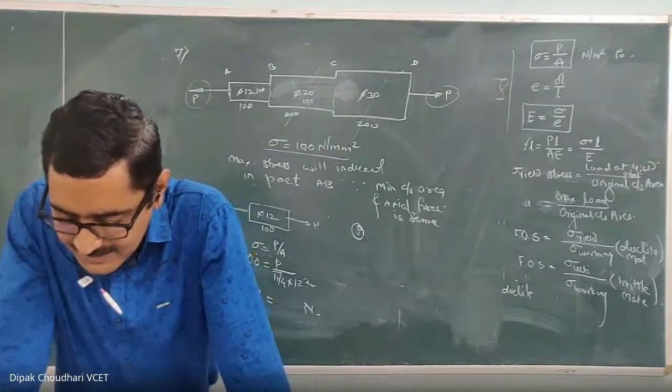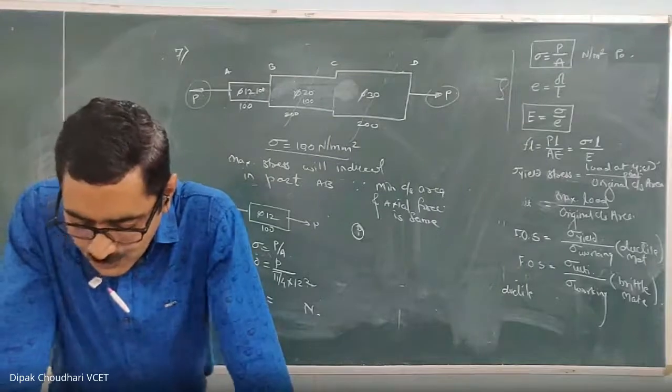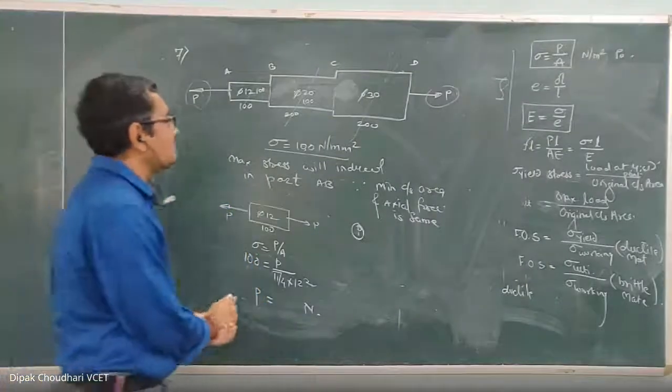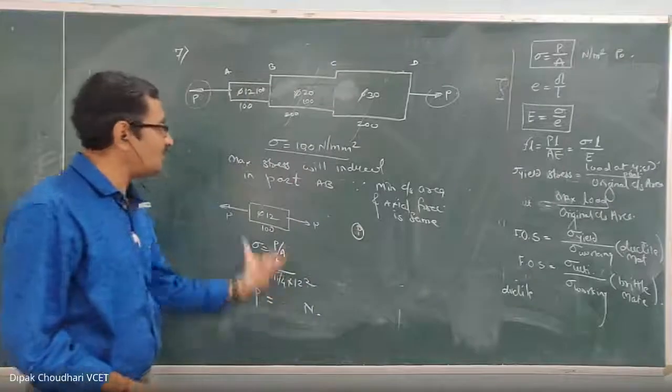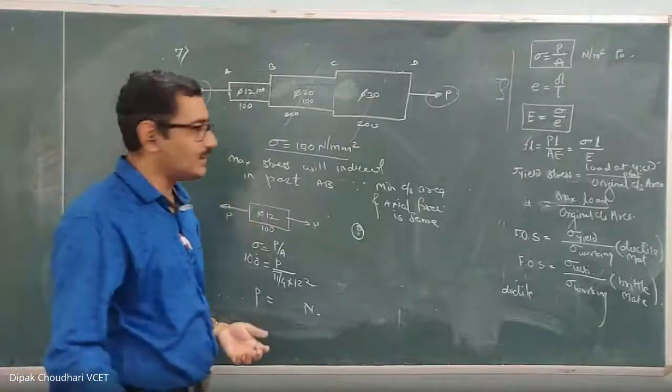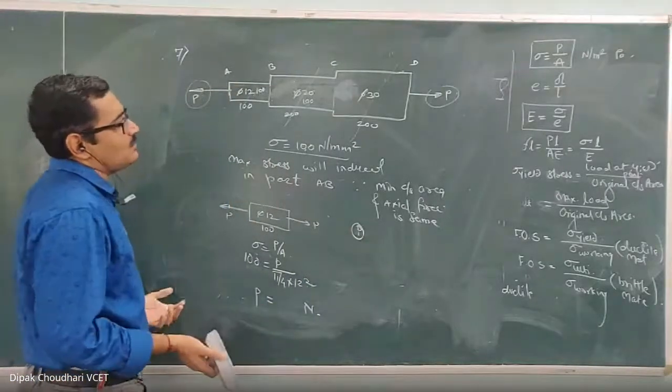Determine the maximum axial pull to which the bar may be subjected if the maximum stress is limited to 100 Newton per millimeter square. Also find out the total elongation, with E equal to 2 into 10 raised to 5. You have to calculate the total elongation corresponding to this force P.